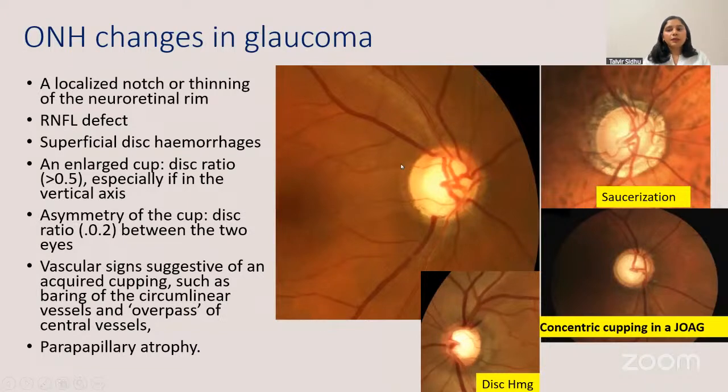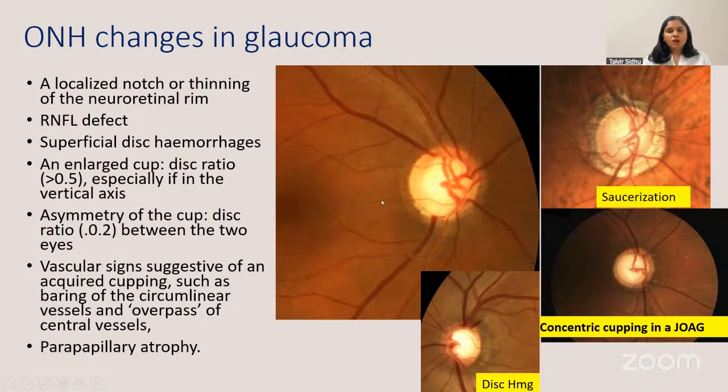Now coming to typical optic nerve head changes in glaucoma. The typical optic nerve head changes in glaucoma are shown in this picture. You can see that there is an inferior neuroretinal rim notch that is present. You can see a superior RNFL defect and an inferior large RNFL defect. You can see bayoneting of circumlinear vessels. You can see that there is enlargement of the vertical cup disc ratio. Also, there is nasalization of the major vessels that can be seen.